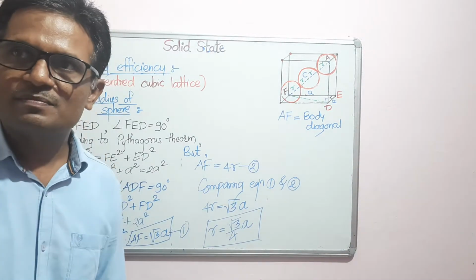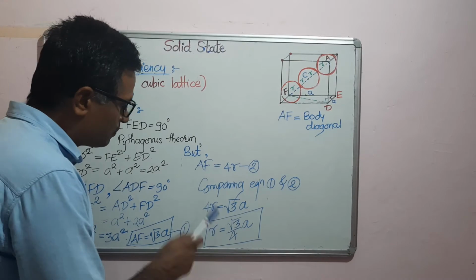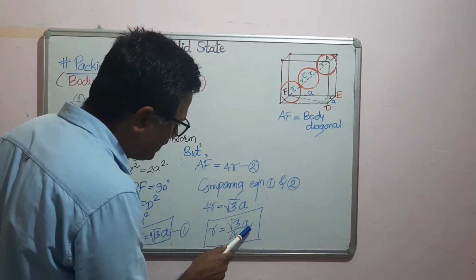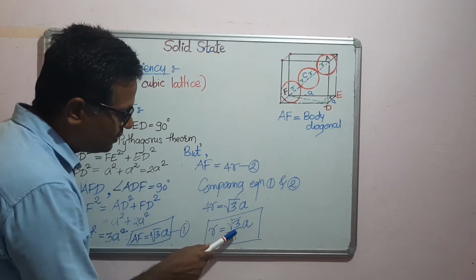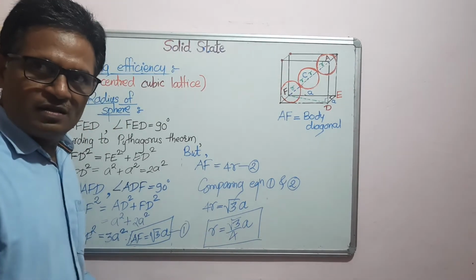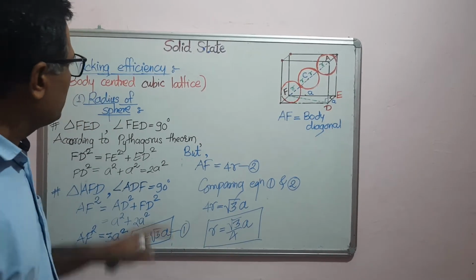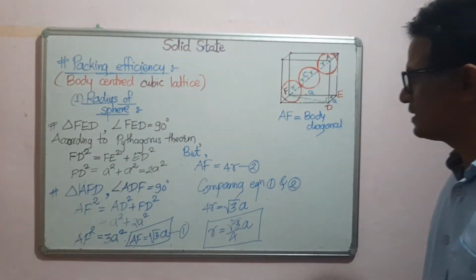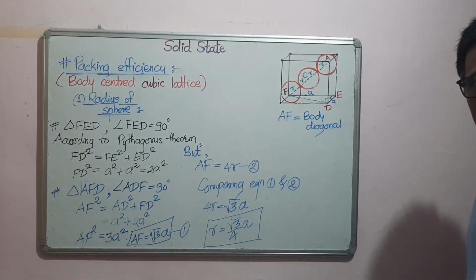A lot of numericals may be asked in entrance as well as board examinations to calculate the radius of sphere. At that time, what do you have to use? You have to use the edge length. In the problem, they may give the edge length, so put the value of edge length here, into root 3 upon 4 a. This will give the radius in either picometer or angstrom. Okay. So this is the radius of sphere, and that is the first step. Just take a screenshot of this first point, that is the radius of sphere.